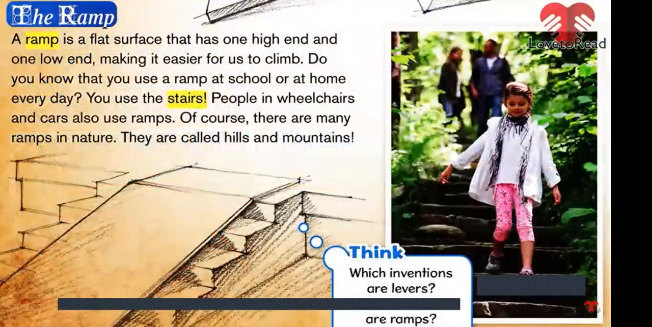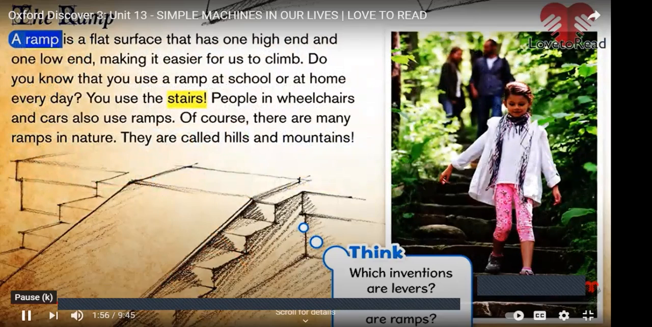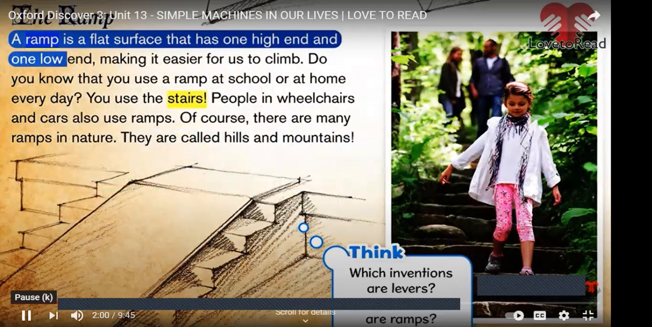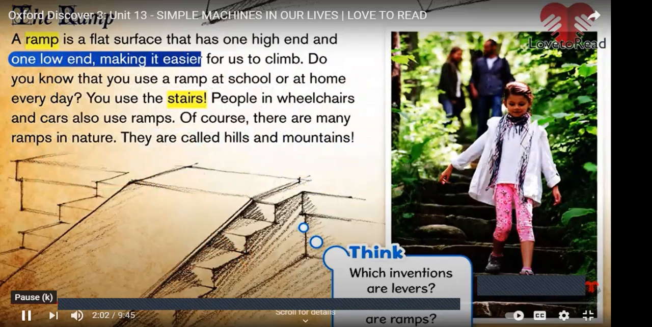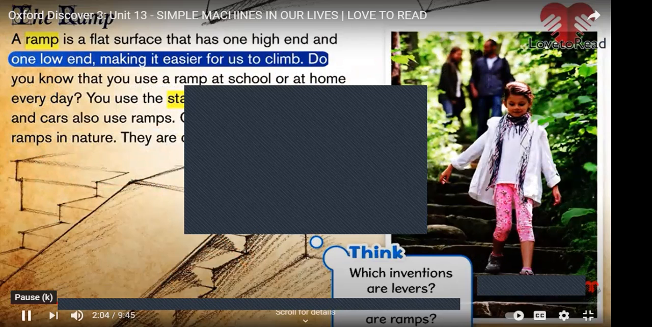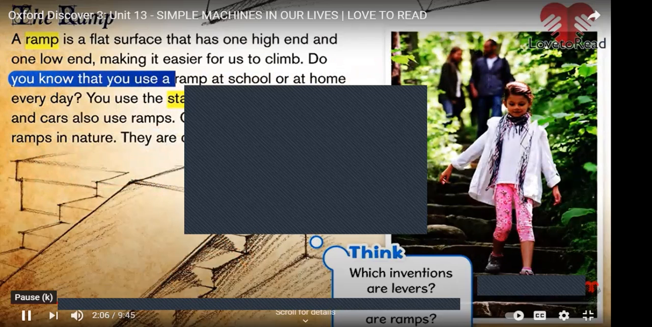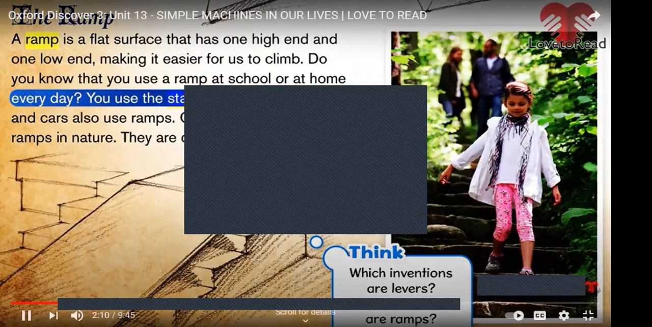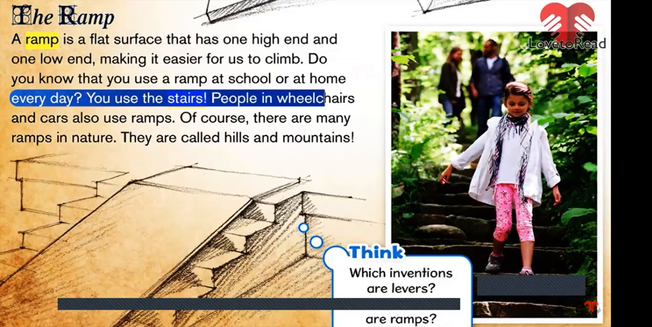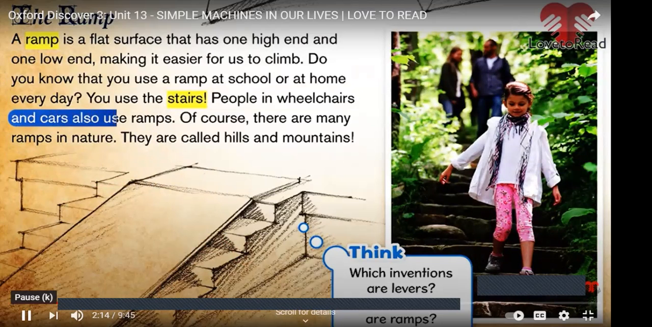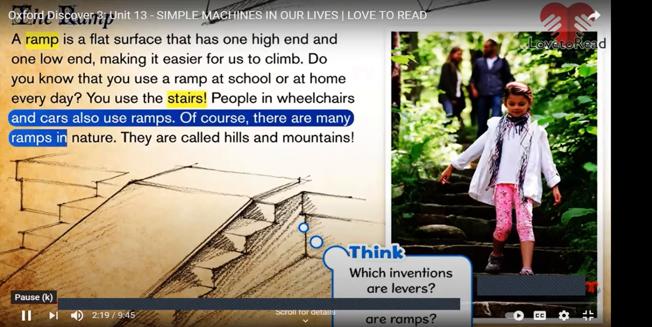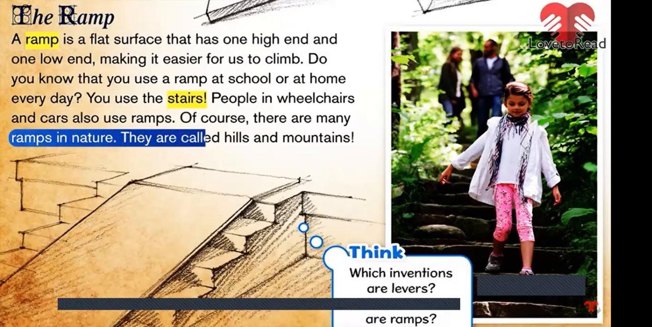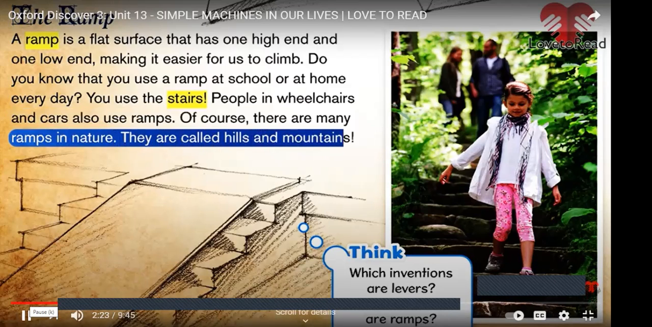The ramp. A ramp is a flat surface that has one high end and one low end, making it easier for us to climb. Do you know that you use a ramp at school or at home every day? You use the stairs. People in wheelchairs and cars also use ramps. Of course, there are many ramps in nature. They are called hills and mountains.